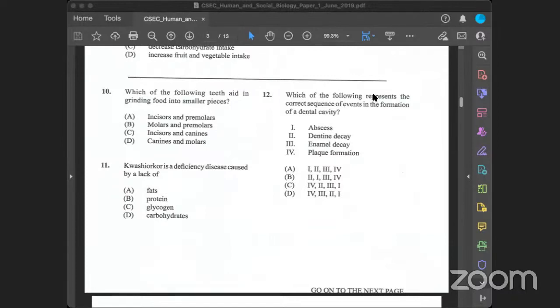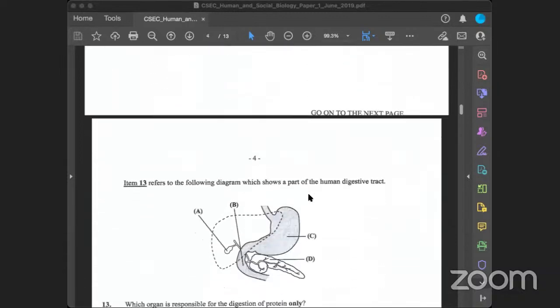Both. So which of the following represents the correct sequence of events in the formation of a dental cavity? What do you think? Take a look at it. The last thing is your abscess. So you first of all must have a plaque. If you don't clean that plaque, the enamel becomes decayed, then the dentine becomes decayed, and then you have your full-blown cavity with your abscess. So D is your answer here. 12D.